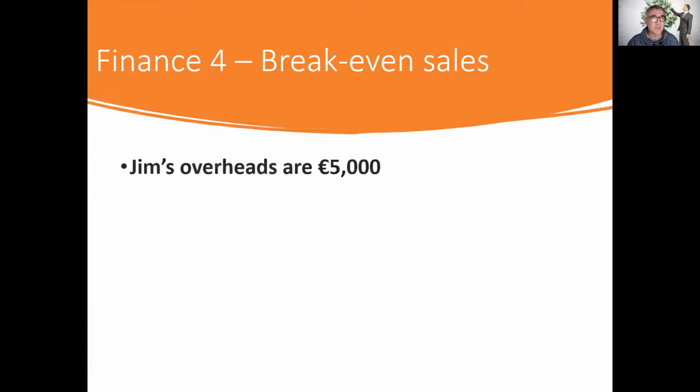Now, here's an example of a product business. Jim has a furniture business. He makes mostly chairs. His overheads are 5,000. That means his rent, his rates, electricity, staff, etc. All his costs, excluding his material costs, are 5,000. Every time Jim makes a chair, he'll buy in the parts, the material, the timber, the foam, and so on. Those supplier costs are separate from his overheads.